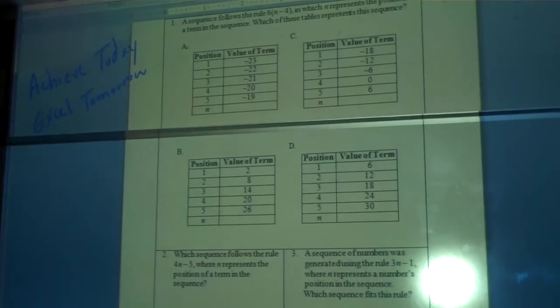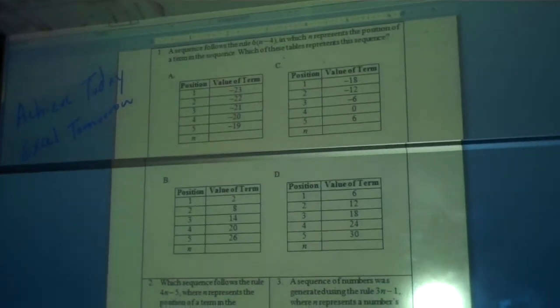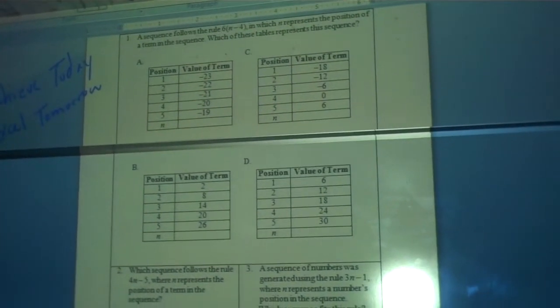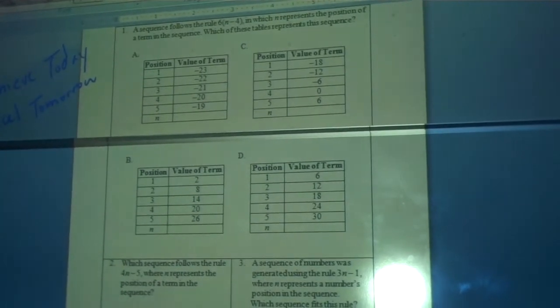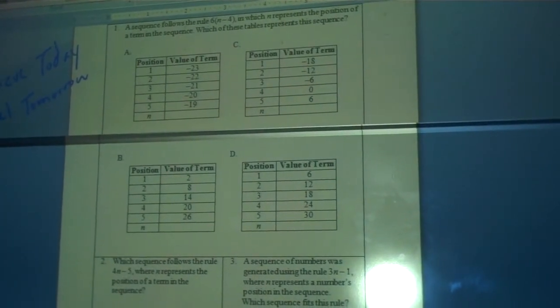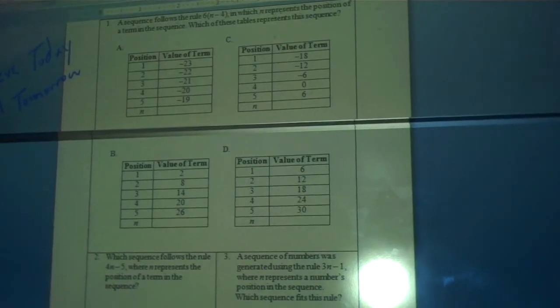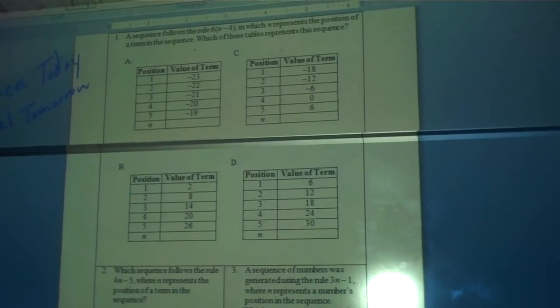Today we're going to be achieving sequences. We'll be looking at sequences and the rules that they follow. So, the best way to look at these is through examples. It says here, a sequence follows the rule 6 times n minus 4, in which n represents the position of a term in a sequence.